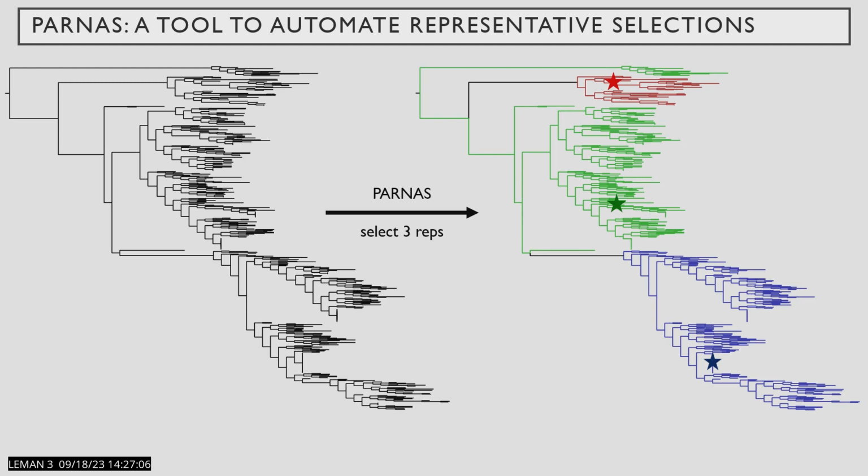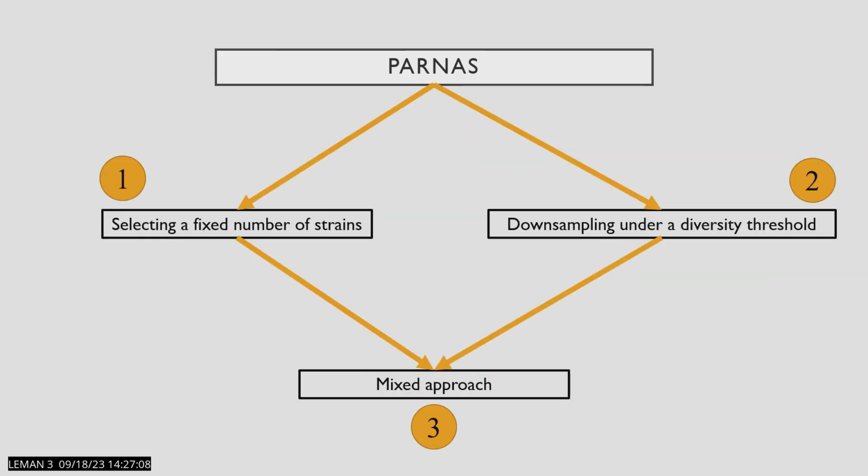More generally, there are 3 slightly different sampling strategies that we implemented in Parnas. The first one is what you just saw, where we want to select a fixed number of most representative viruses. Second is where you don't know how many viruses or how many strains you actually need, but you have some other parameter in mind, for example, a diversity threshold or sequence divergence threshold. And then the third approach is where you combine the two.